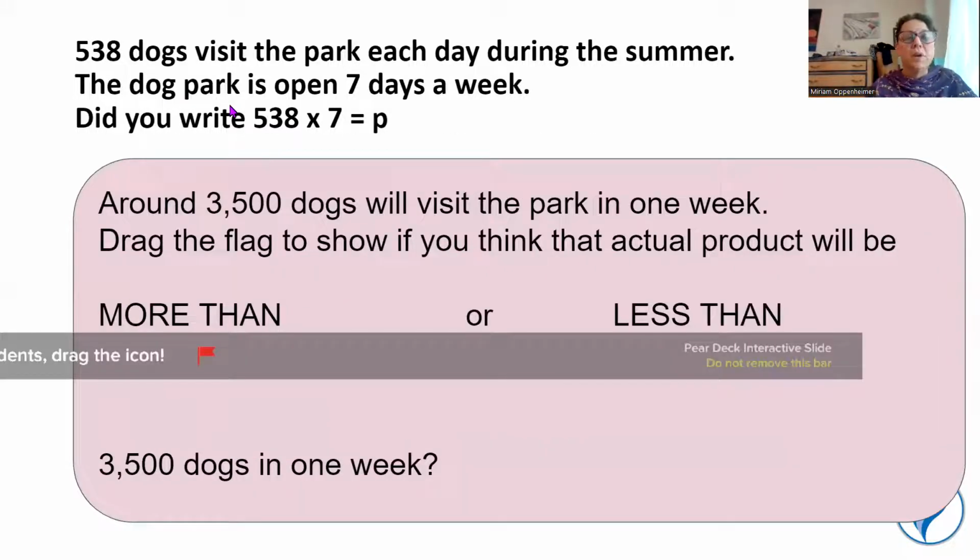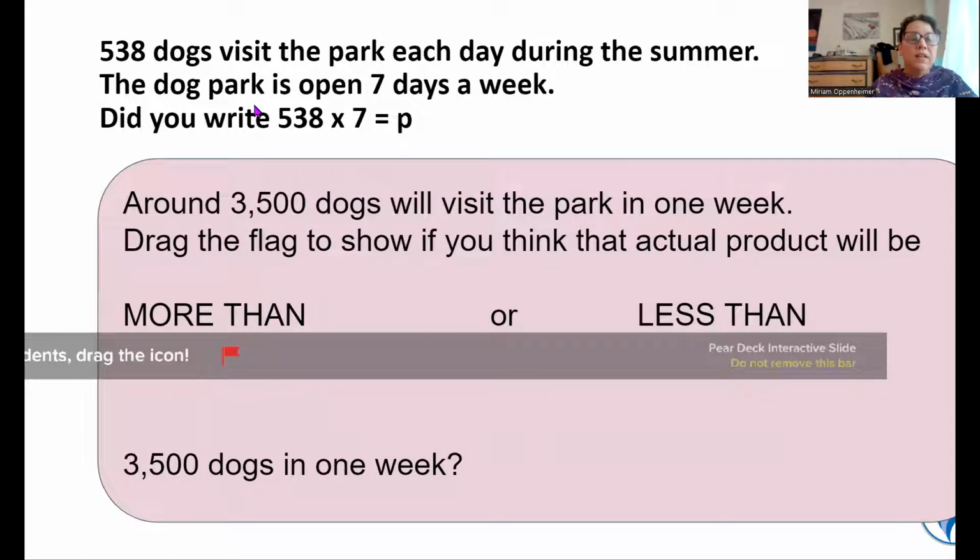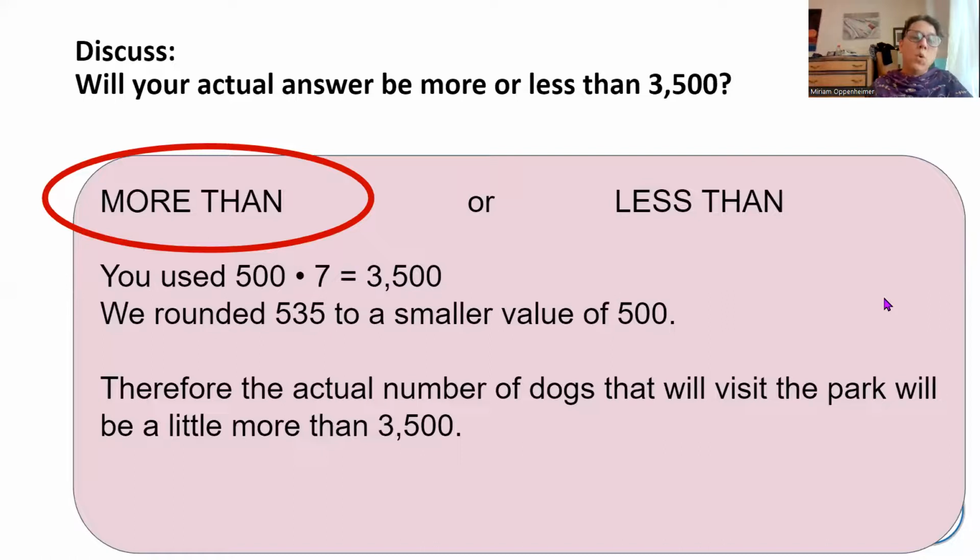538 dogs visit the park each day during the summer, right? Did you write this? Yes. Did you write this? Okay, so now it's your job to figure out, is it more than 3,500 dogs or less than? That's an important question. When we look at 538, is our answer going to be more than or less than? Okay. The answer is more than.